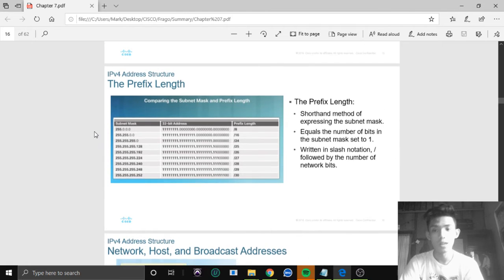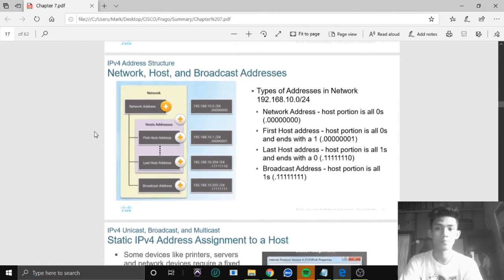So we have the prefix length. The prefix length is a shorthand method of expressing the subnet mask. It equals the number of bits in the subnet mask that are set to 1, written in slash notation followed by the number of network bits.